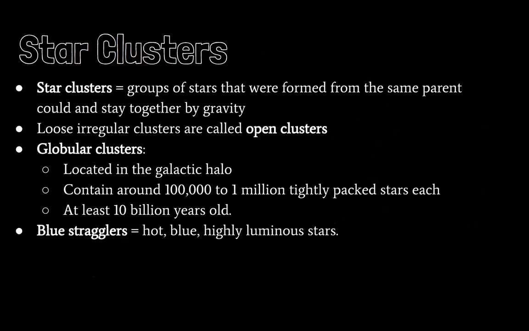Many stars move in star clusters, which are groups of stars that were formed from the same parent cloud and stayed together by gravity. Loose, irregular clusters are called open clusters. Stars in open clusters are usually young, hot, and luminous. Some stars belong to globular clusters, which are located in the galactic halo. These contain around 100,000 to 1 million tightly packed stars each. It is estimated that all known globular clusters are at least 10 billion years old. Some of these clusters contain blue stragglers, which are hot, blue, highly luminous stars.